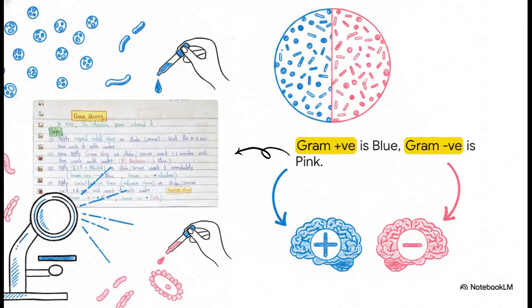So when you actually look through that microscope lens, the 187 rule is just absolute. Gram-positive holds onto that blue, and gram-negative turns pink. You've got to burn that visual binary into your brain right now. Blue is positive, pink is negative.